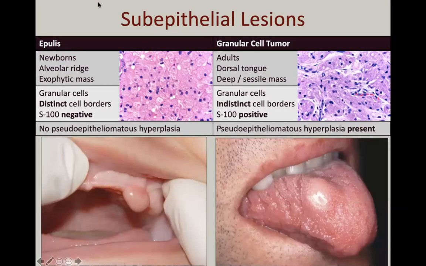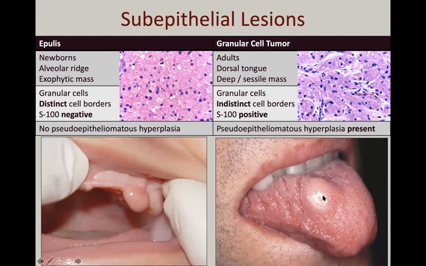Okay, moving into our deeper epithelial, subepithelial lesions of tongue. So two more common lesions that we see either in children or adults are lesions composed of histologically granular cells. And so I put these two together because of their histologic similarity.